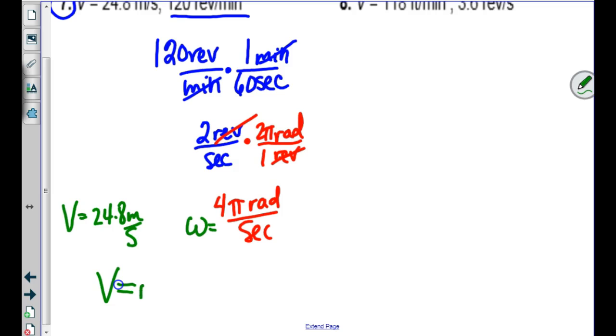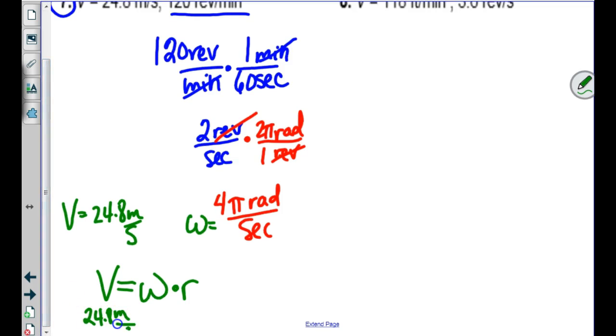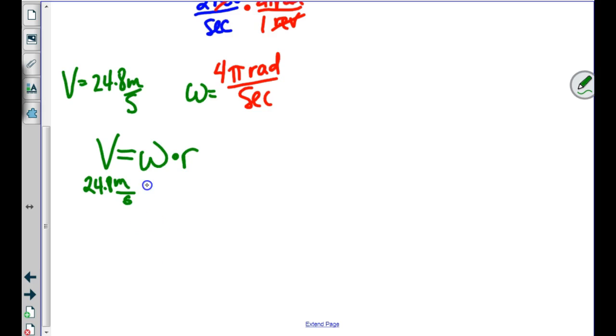Linear velocity equals angular velocity times radius. Do you remember where I wrote that one a second ago? Okay, so what are we going to do with these? If we have a 24.8 over here, and a 4 pi radians per second, so we need to divide or multiply by the reciprocal, okay?